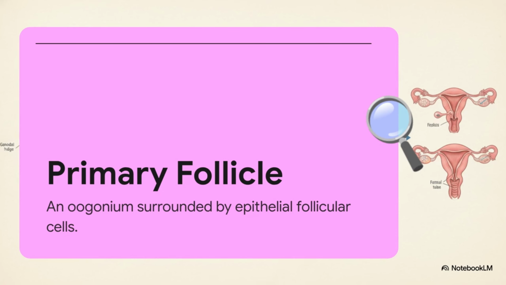And that brings us to a classic textbook definition that you absolutely must have memorized for your boards. By the 3rd month, as those isolated cell clusters keep proliferating, they start to surround each oogonium with a single layer of epithelial cells. We call these follicular cells. Together, the oogonium plus its surrounding follicular cells constitute a primary follicle. This right here is the structural, functional unit of the developing ovarian cortex.